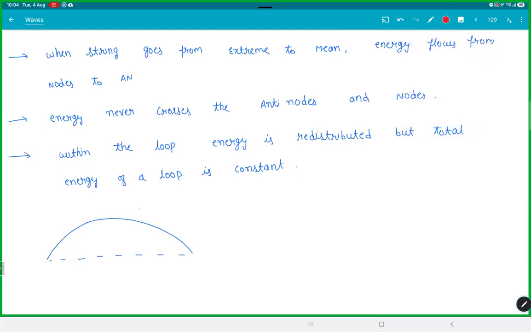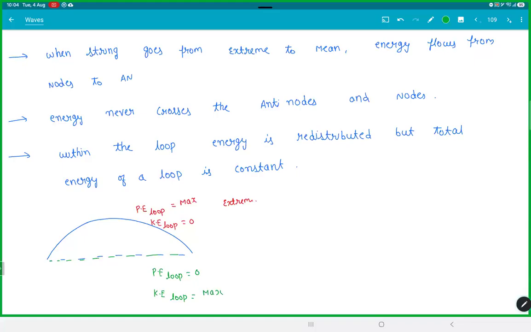If you take a full loop, the string is maximum stretched. Potential energy of the loop is maximum. Kinetic energy of the loop is zero because you're at extreme. When you come back to the mean position, potential energy of the loop is zero. Kinetic energy of the loop is maximum.